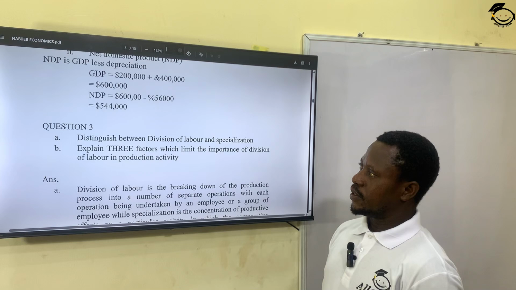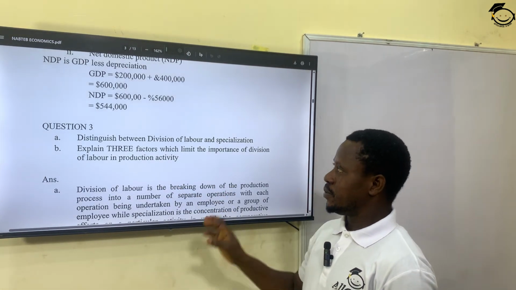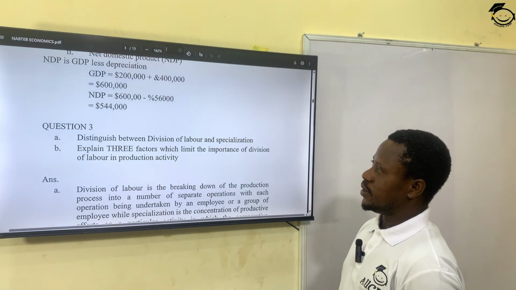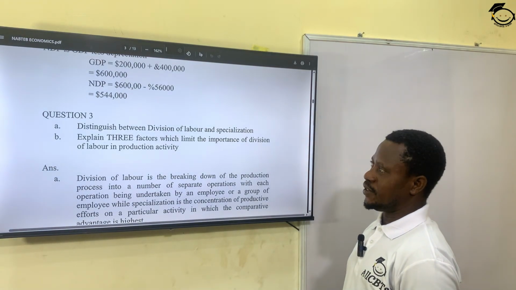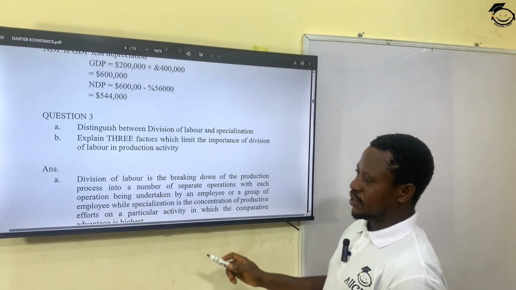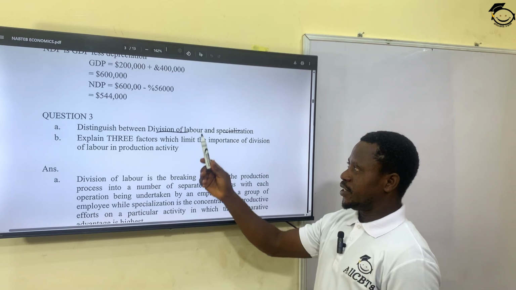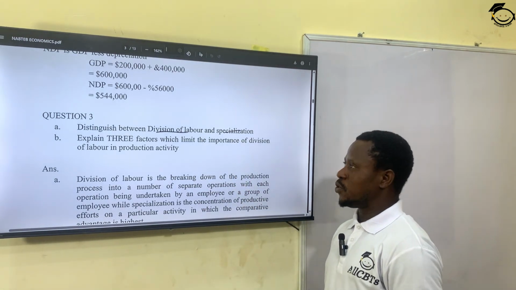Now, the third question here. Remember, we are checking on NABTEB major questions, okay, on economics. Distinguish between division of labor and specialization. You know, anytime a question comes on this subject, it's always between this and this. Why? When there's division of labor, eventually in the long run, it leads to what? Specialization. So what is division of labor?